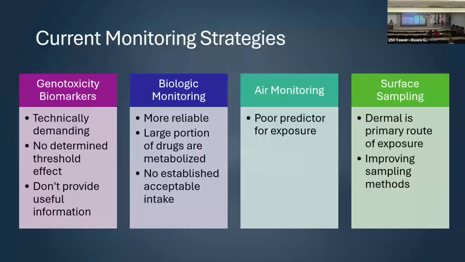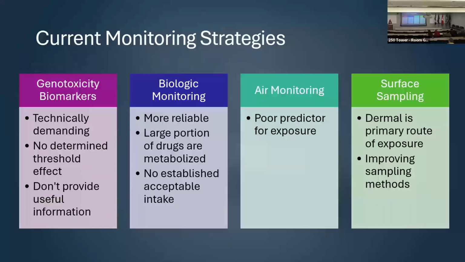The second method that was reviewed was biologic monitoring. This usually happens through urine analysis. It's listed as more reliable. Again, they don't give a reason why. It also explains that a large portion of the drugs that you ingest are metabolized, and usually when they're looking at what you've absorbed, they're looking at either the parent drug or some type of metabolite of that drug. And yet again, there's no established acceptable intake or dose.